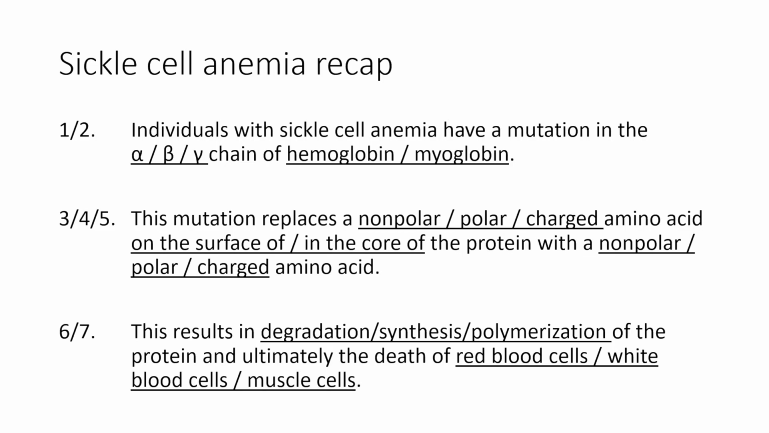Okay, so let's start talking about sickle cell anemia. First we'll start with questions 1 and 2. Individuals with sickle cell anemia have a mutation in which gene? Or do you want to go ahead? It's a beta chain. Yeah. Of which protein? Hemoglobin.